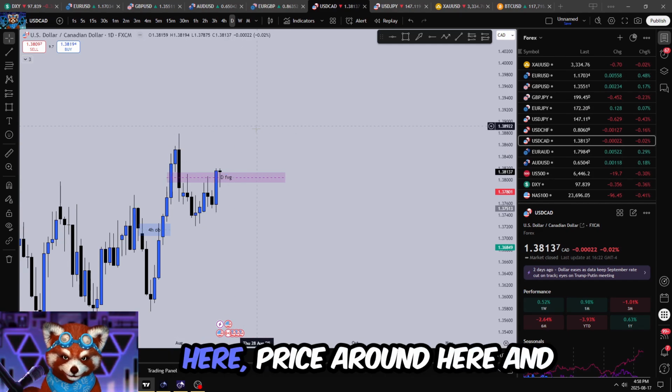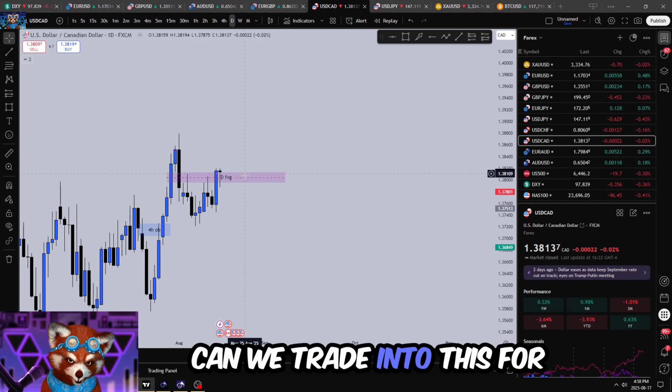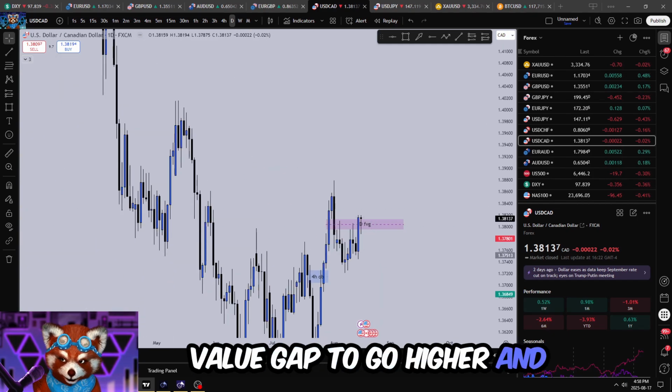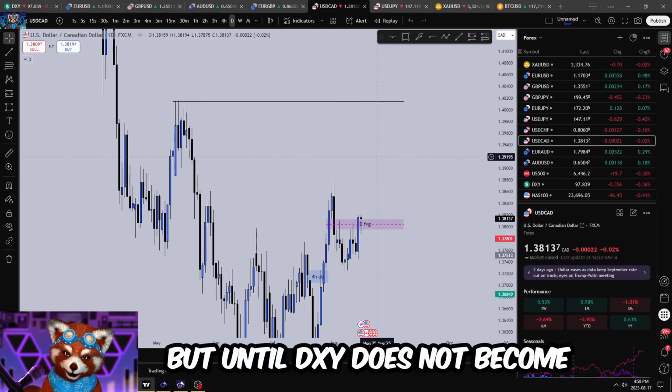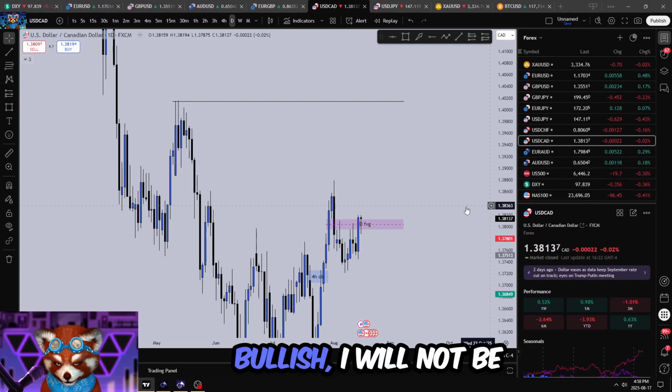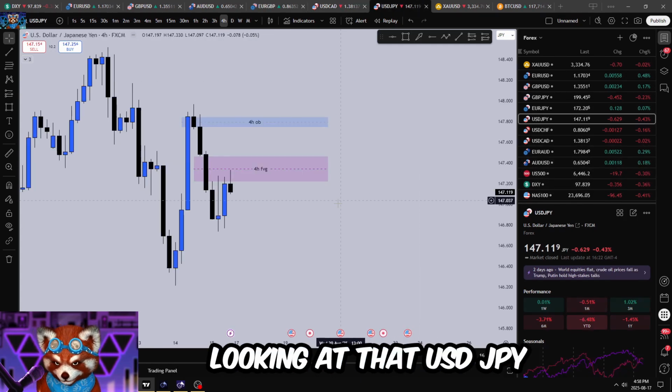Is price around here, and can we trade into this fair value gap to go higher and possibly take out these highs? But until DXY becomes bullish, I will not be looking at that.